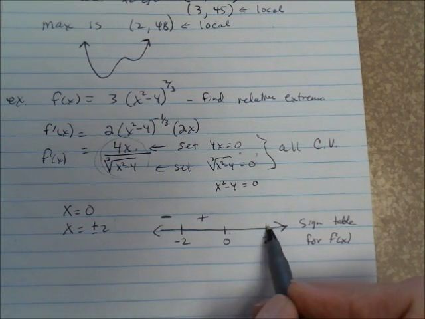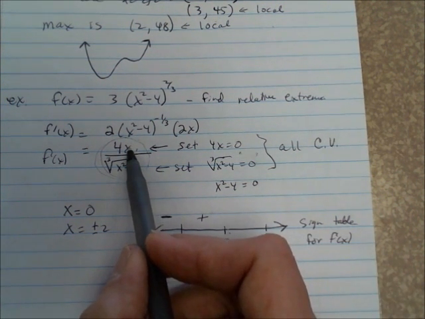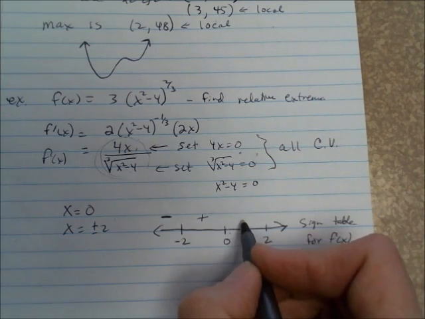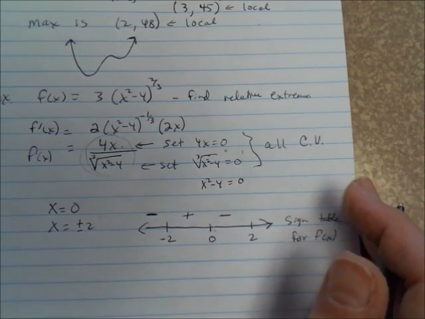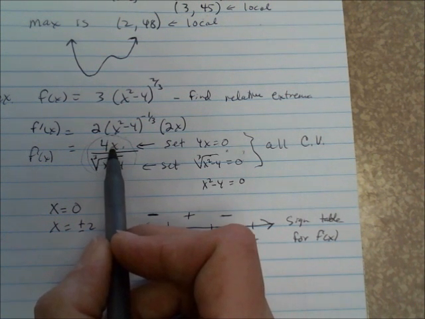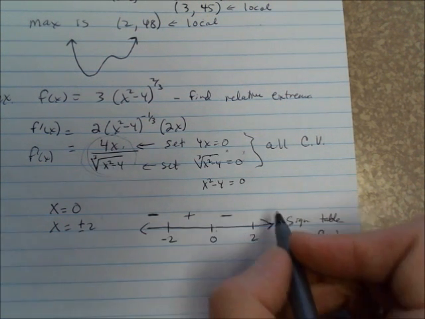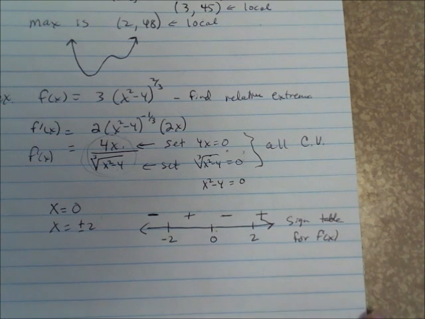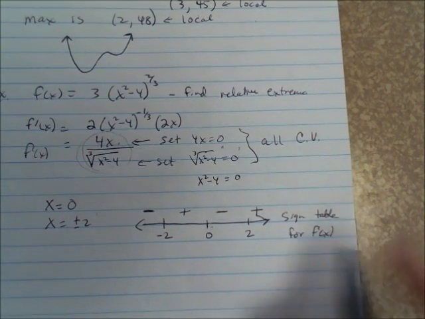And now if you choose +1, you're going to get a +4 over negative. Positive over negative is negative. And then if you choose +3, you'll get 12, which is a positive number, over a positive number, which would give you a positive number. So there's our sign table completed.